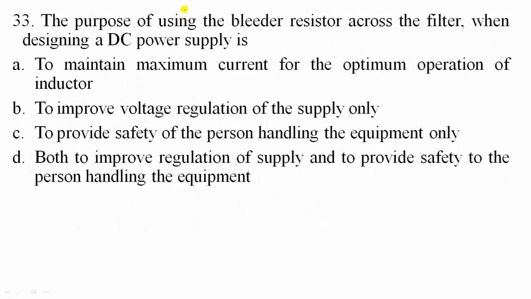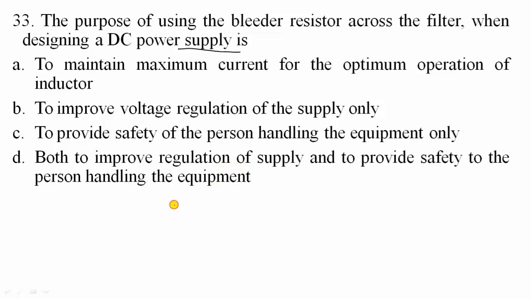33rd question: the purpose of using a bleeder resistor across the filter when designing a DC power supply is. First option, to maintain maximum current for the optimum operation of the inductor. Second option, to improve voltage regulation of the supply only. Third option, to provide safety of the person handling the equipment only. Fourth option, both to improve regulation of the supply and to provide safety of the person who is handling the equipment.